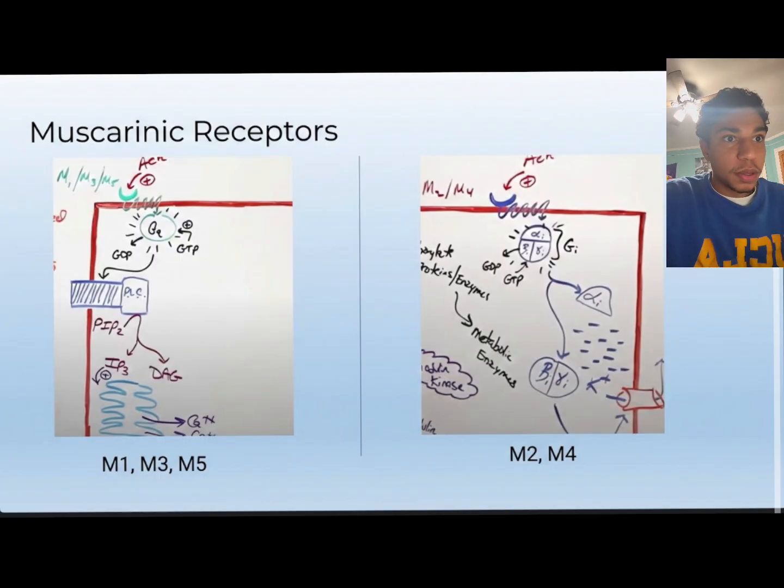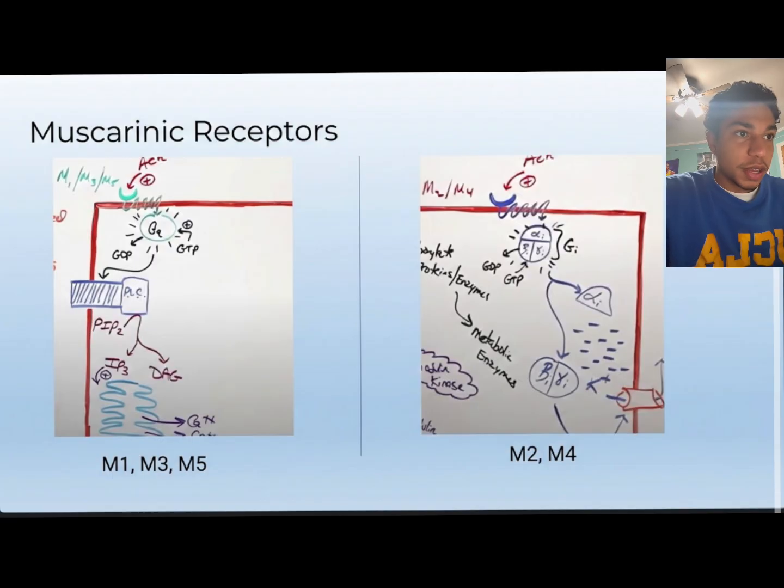When acetylcholine binds, the receptor will activate a G protein that exchanges a GDP for a GTP. This activates phospholipase C, which is an effector enzyme, which breaks down PIP2 into signaling molecules. One of these molecules stimulates the release of calcium from the endoplasmic reticulum into the cytoplasm.